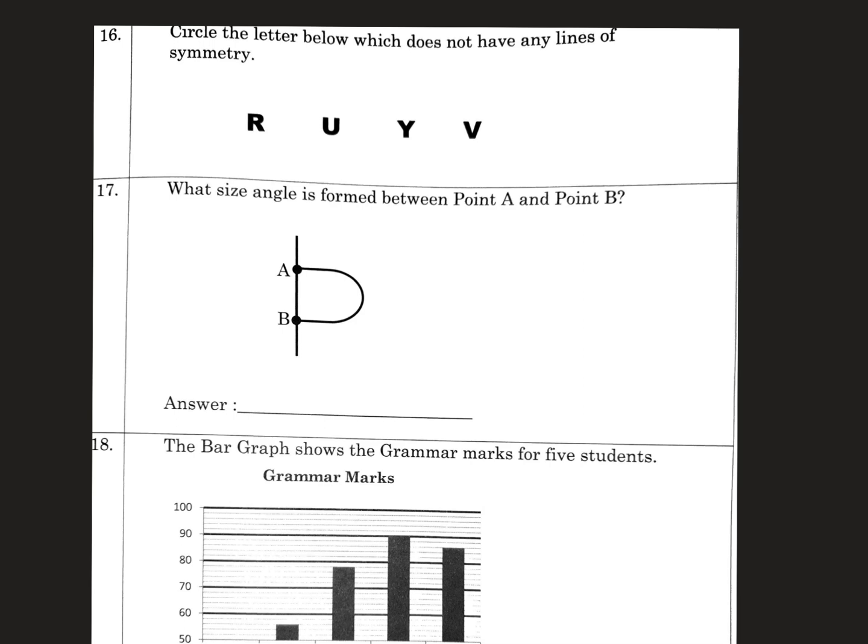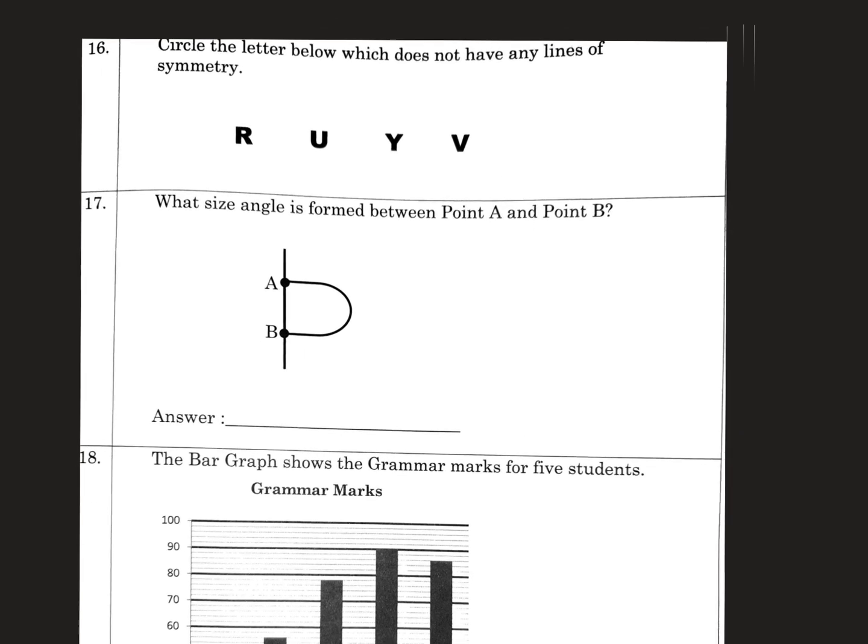Since a lot of you guys were looking out for a video based on some questions pertaining to the topics that we were doing. So the first question, circle the letter below which does not have any lines of symmetry, which is question number 16.